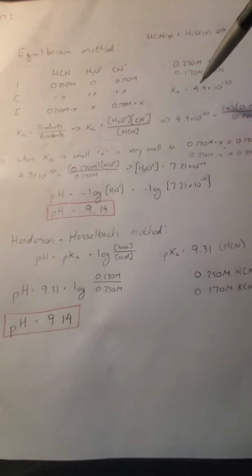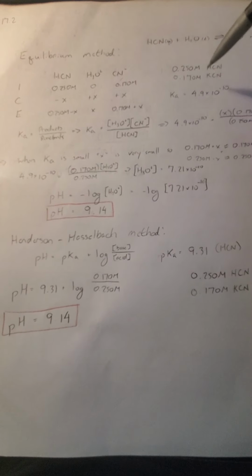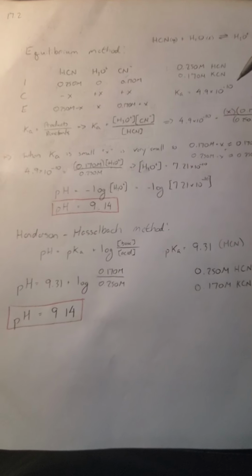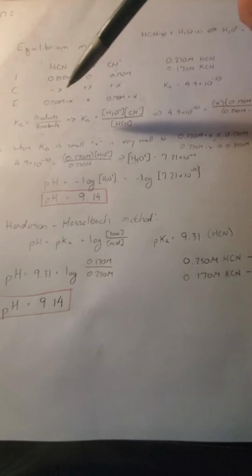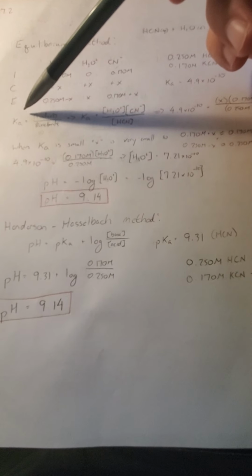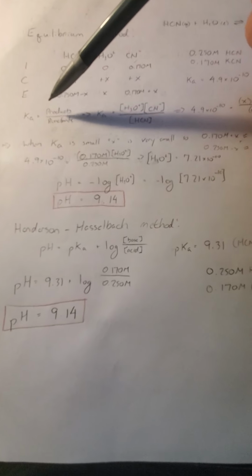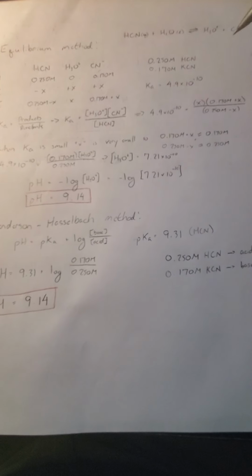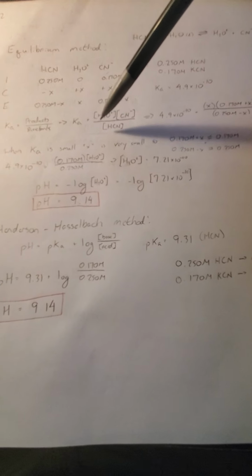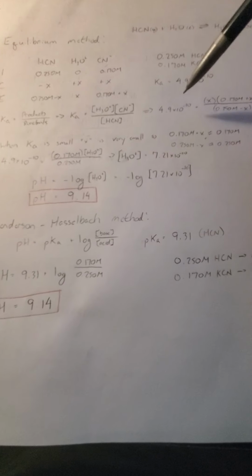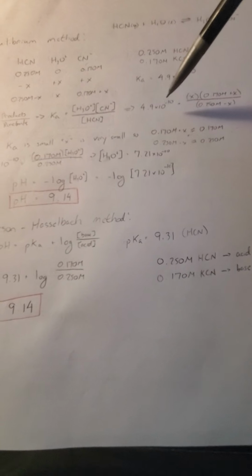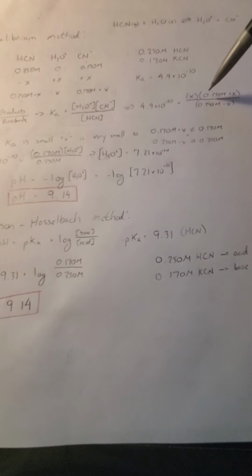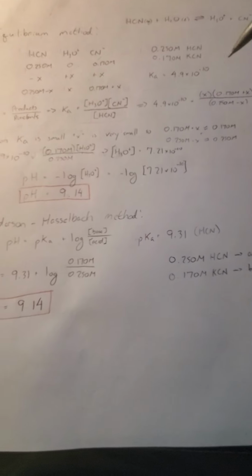Over here we have our values as we put into the table. The Ka value is 4.9 times 10 to the negative 10. And now we have our Ka equation. Ka equals products over the reactants, which from our equation here we get this. So we plug in all the values. Here's your Ka, then here are your products and reactants.